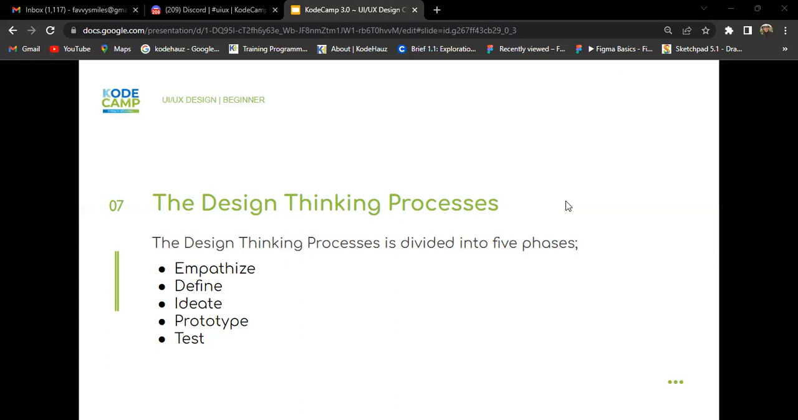We have the second phase, which is the definition phase, define. All of this we're going to treat in the next class, but today I'm just going to run them through as a list. We have the ideate stage, where we get to generate ideas. We have prototype, and we have the final stage, which is the test, user testing. So these are the design thinking processes.